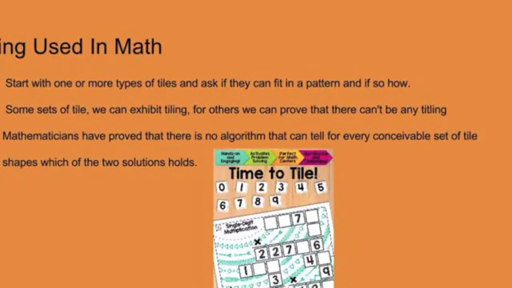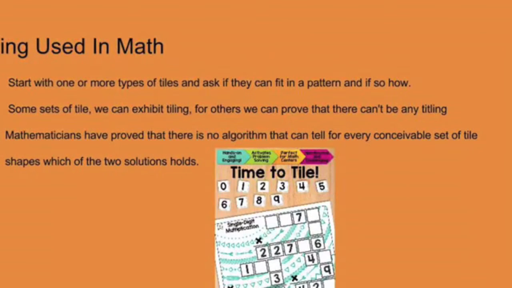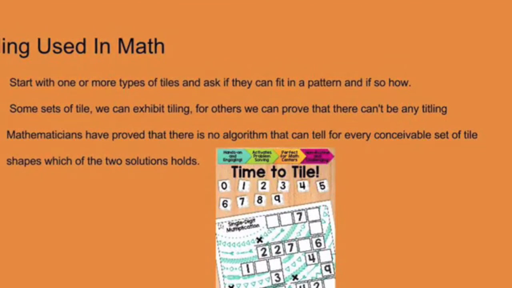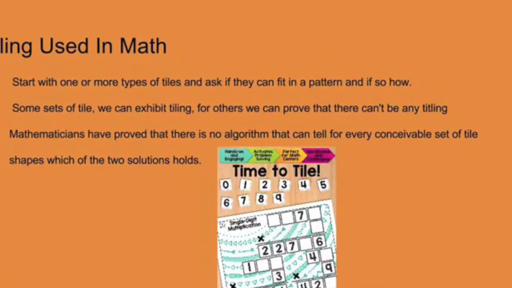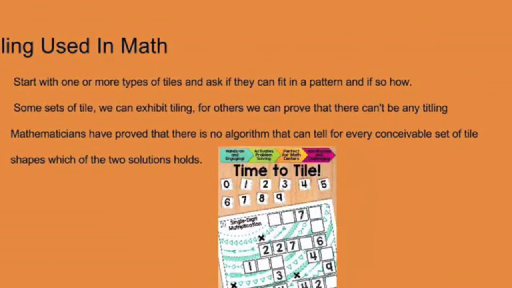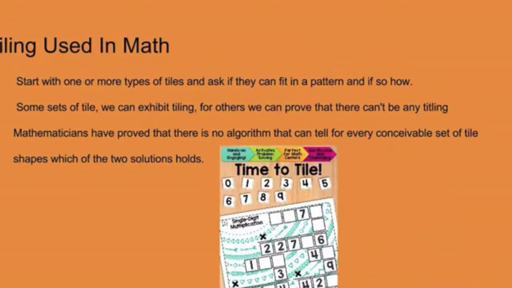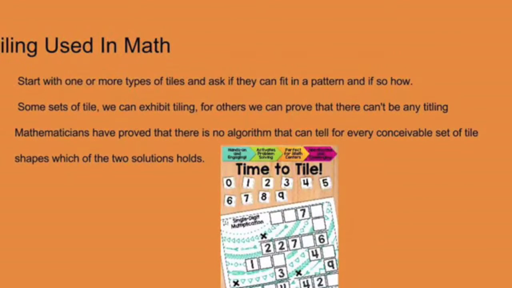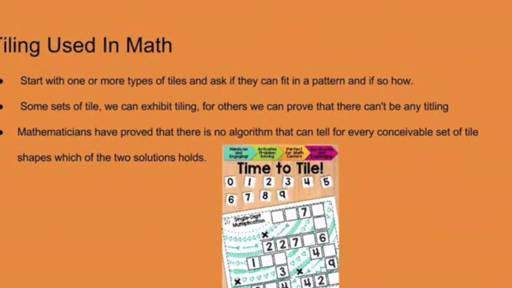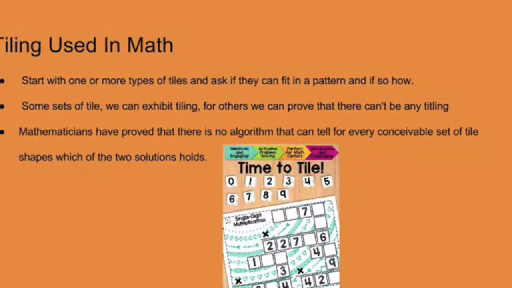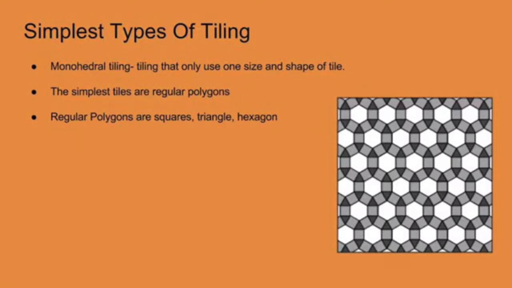Tiling is also used in mathematics. We start with one or more types of tiles and ask if they can fit in a pattern, and if so, how. Unfortunately, there is no way to decide this question in all cases. For some sets of tiles we can exhibit a tiling. For others, we can prove that there can't be any tiling. Mathematicians have proved that there is no algorithm that can tell for every conceivable set of tile shapes which of the two solutions hold. The simplest types of tiling are monohedral tiling.